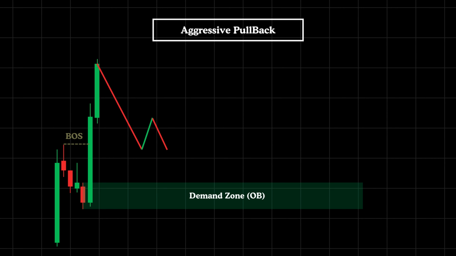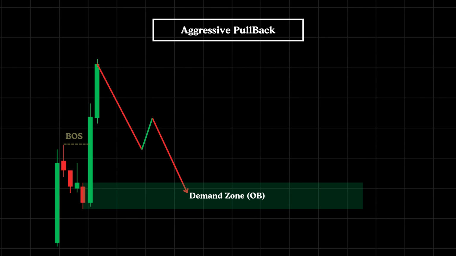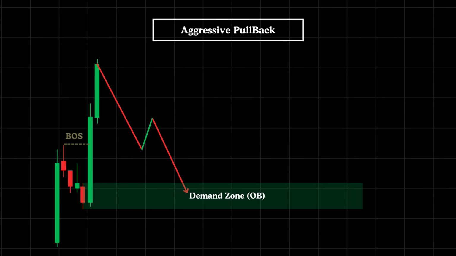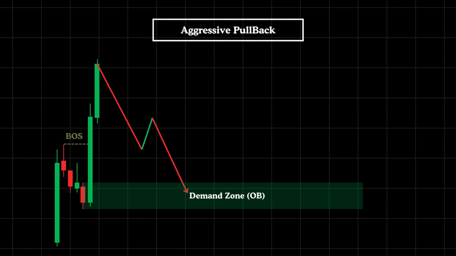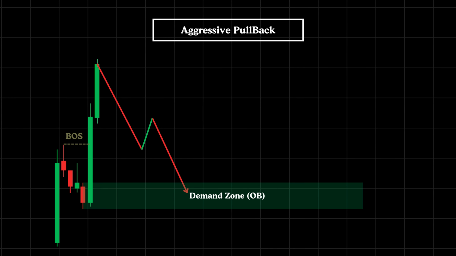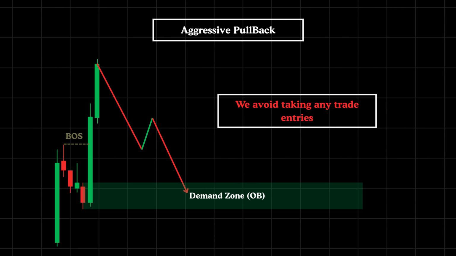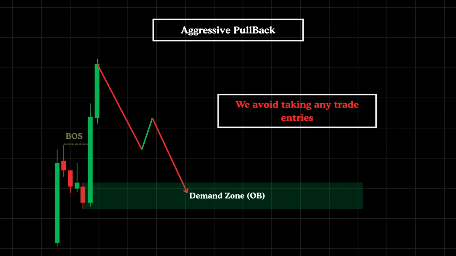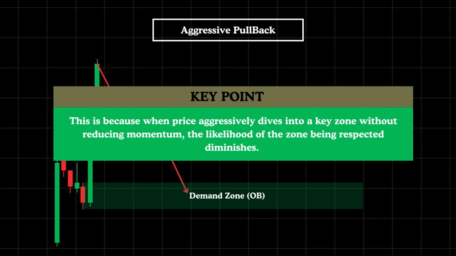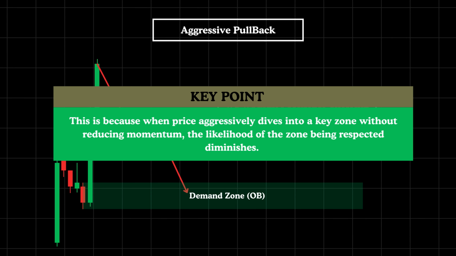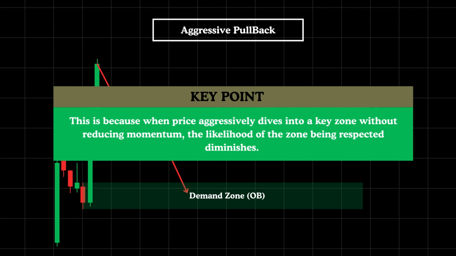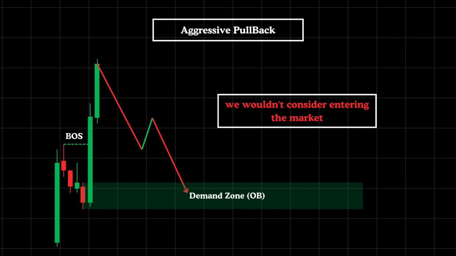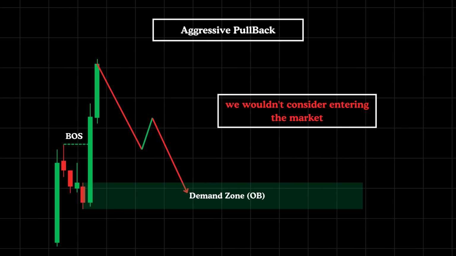At this stage, we expect the price to retrace and test our identified demand zone. In the context of aggressive pullbacks, price action tends to return to the demand or supply zone rapidly and with intense force, driven by dominant candles. In such a case, we avoid taking any trade entries, even if confirmation signals like a change of character or flip pattern show up in lower time frames. This is because when price aggressively dives into a key zone without reducing momentum, the likelihood of the zone being respected diminishes. Traders must pay close attention in these setups and refrain from taking trades under such volatile conditions.